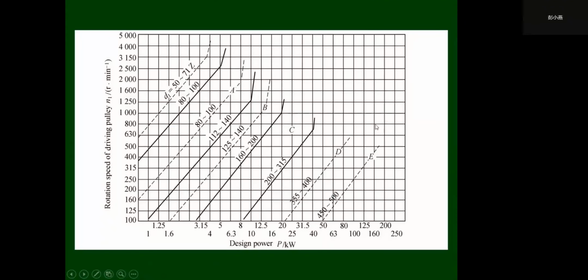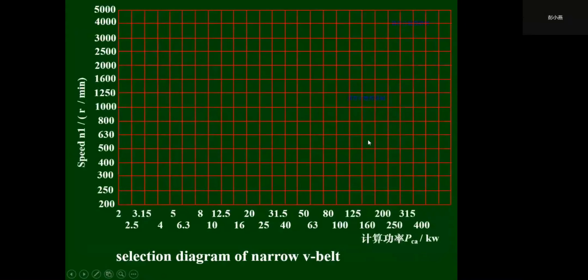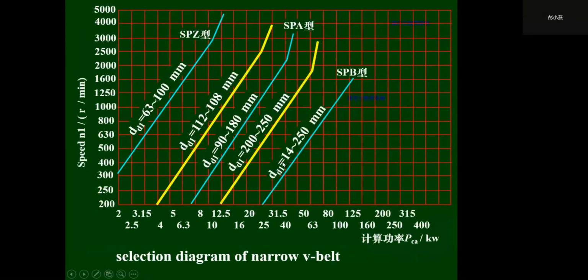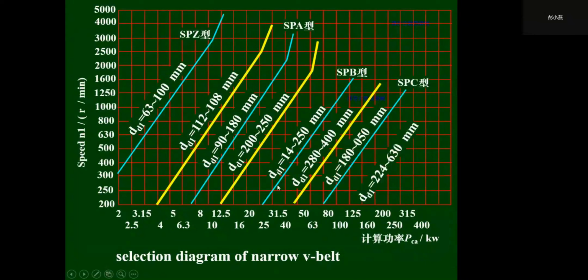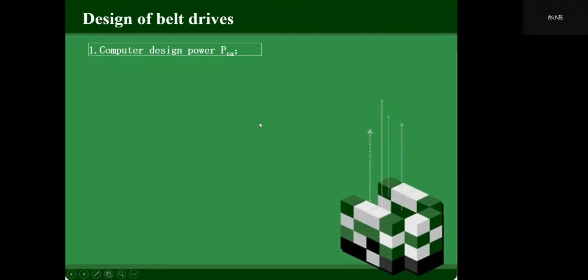Okay, this is also the selection diameter. And this is the selection diagram for narrow wave belt. We also calculate the power and use the speed N1, and find the coordinate of the point, and choose the type and the DD1 for the narrow wave belt.